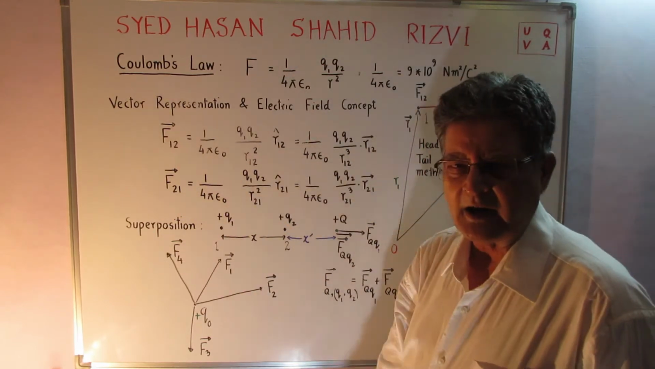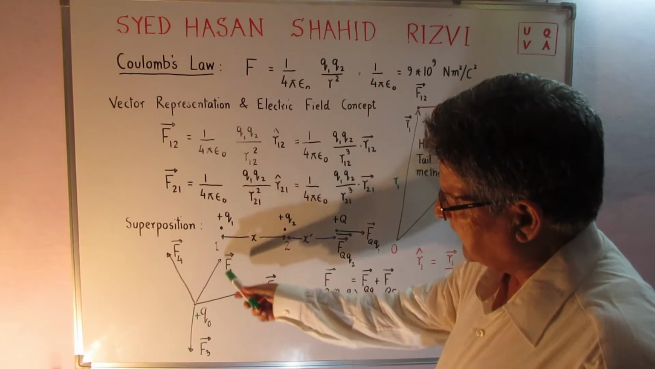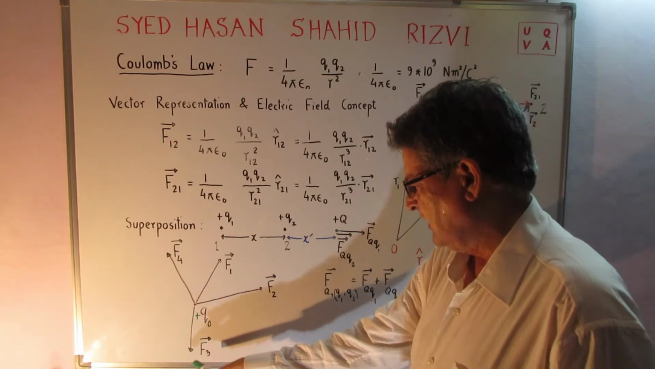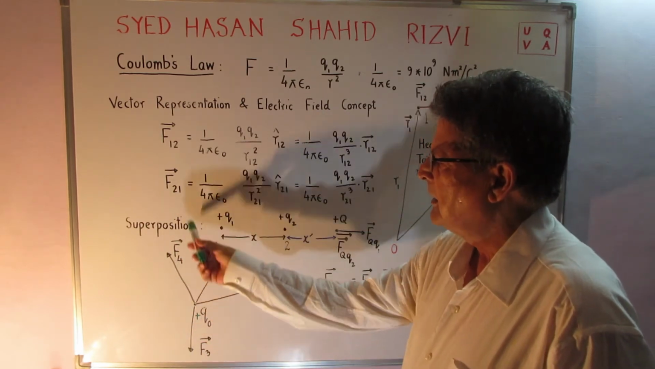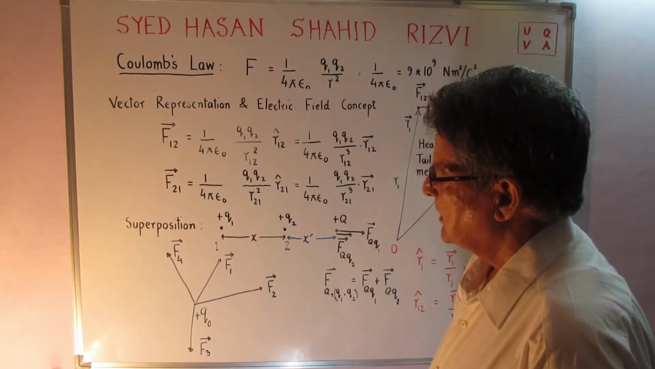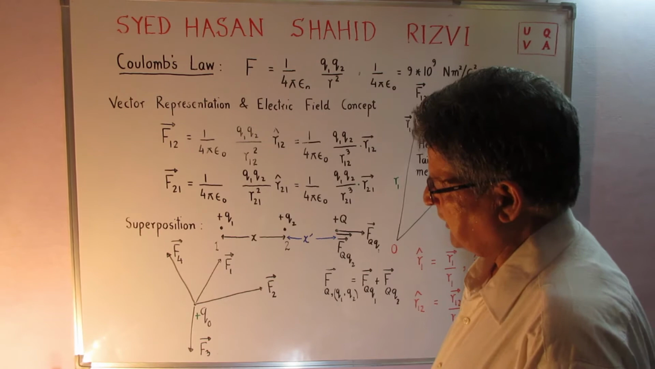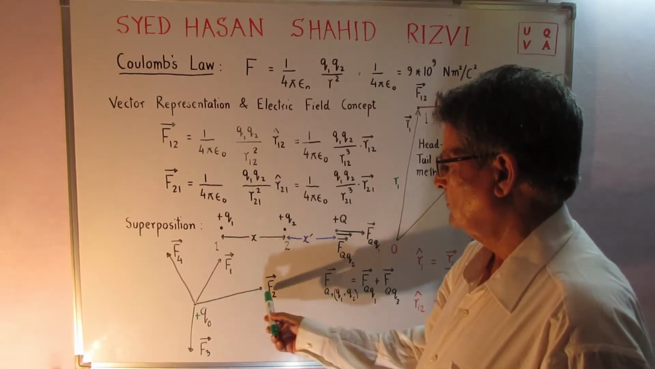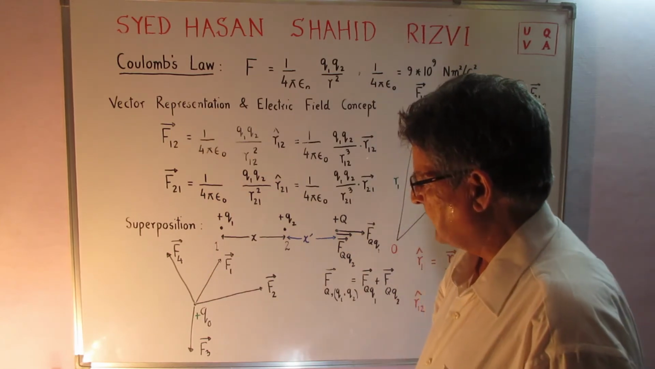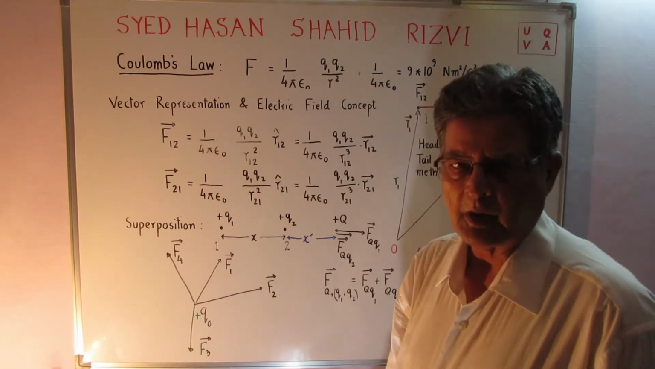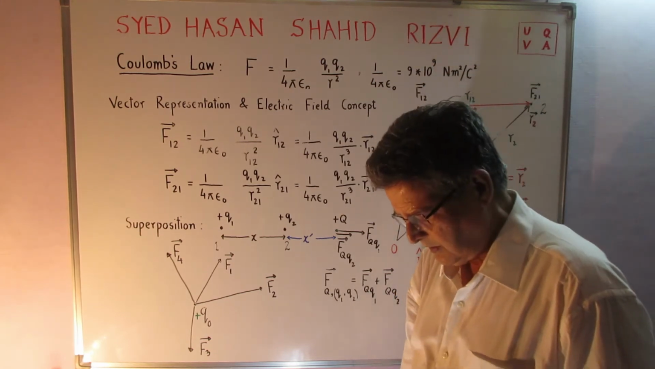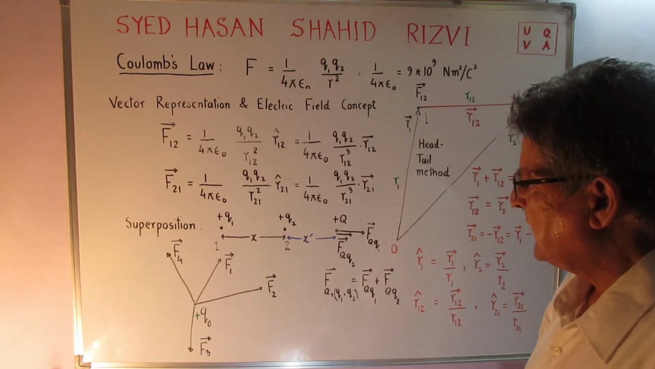I'm just taking it randomly. This could be due to one set of charges, this could be another set of charges, or a single charge, a distribution of charges, etc. So what is evident is that there are 4 different vectors, F1, F2, F3, F4, and we have to add them using the concepts of vector addition.